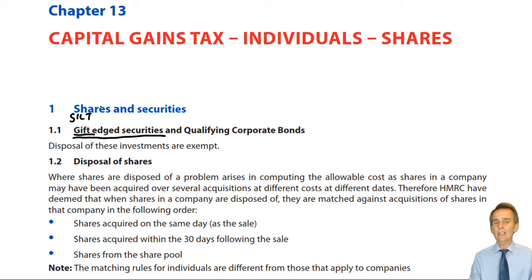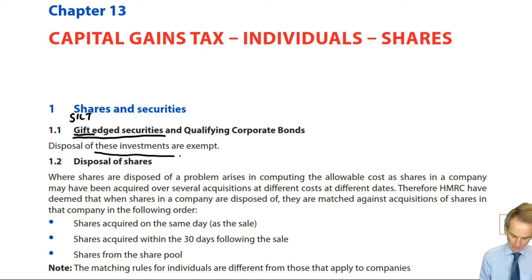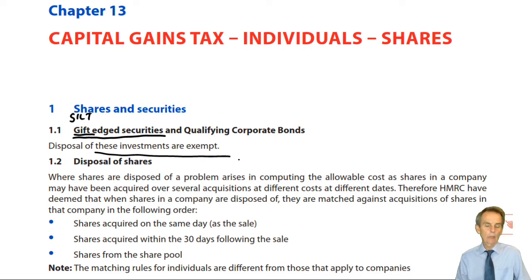And I said they're quick and easy to deal with because they're exempt. The disposal of these investments will be exempt. You may recall that at the very beginning of Chapter 12, we saw a definition of a chargeable asset. Remember, for a capital gain to arise, there had to be a chargeable disposal of a chargeable asset by a chargeable person. Well, a chargeable asset was interestingly defined as all assets except those that are exempt. And we had a list of exempt assets.